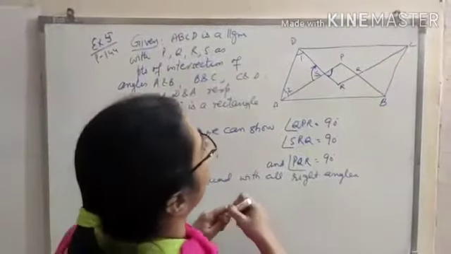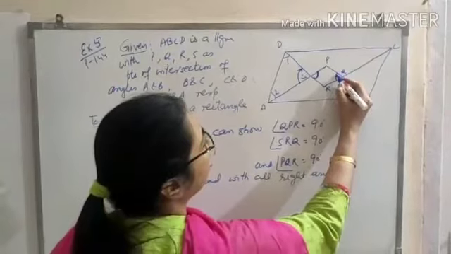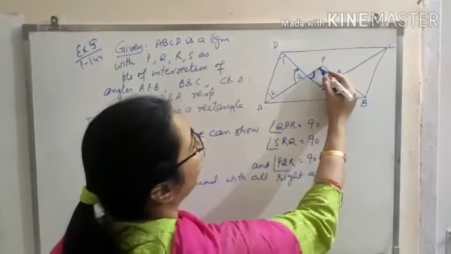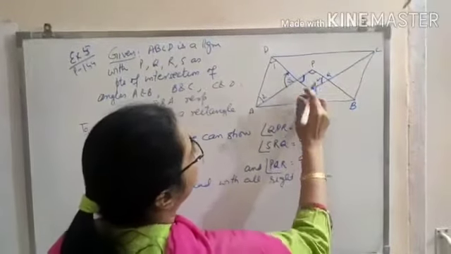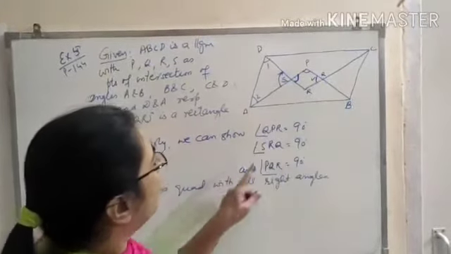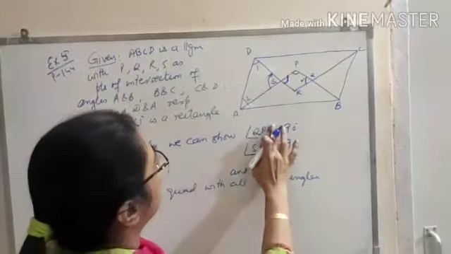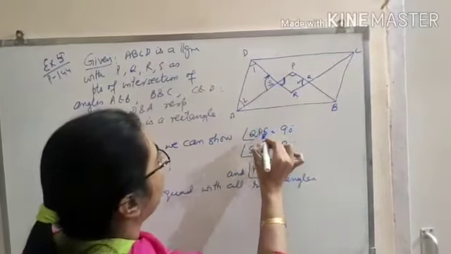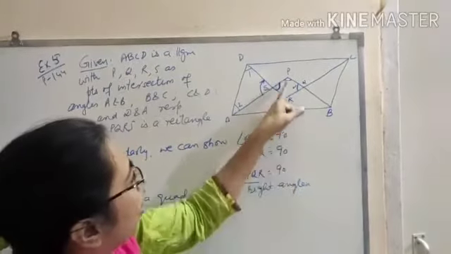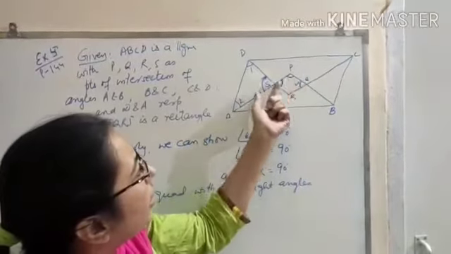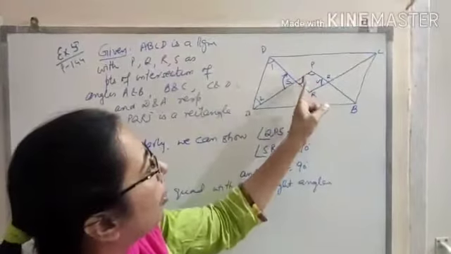Now one angle we have shown is 90 degrees. Similarly we can show the other angles also. PQR will be 90, SPQ will be 90 and SRQ will also be 90. These all are 90. So this becomes a quadrilateral with all the angles as right angles.